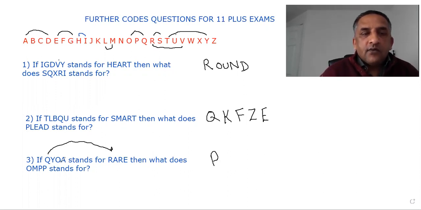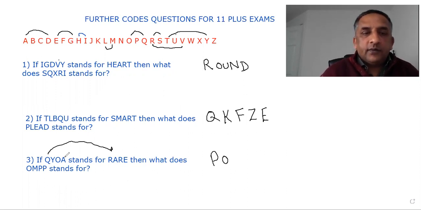Now the next one is Y to A. Okay, Y to A. Y is here, as you can see, and A is two spaces forward, right? As you can see, from Y to A is two spaces forward, right? So what we do from M, we will go two spaces forward. From M, two spaces forward is O. O is the second letter.